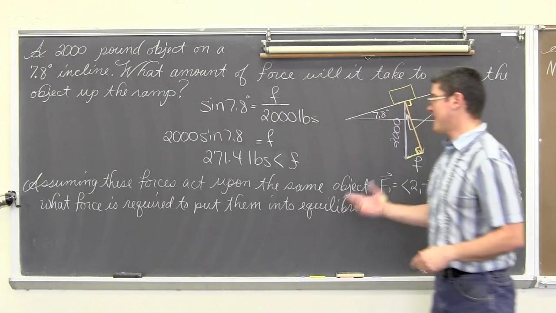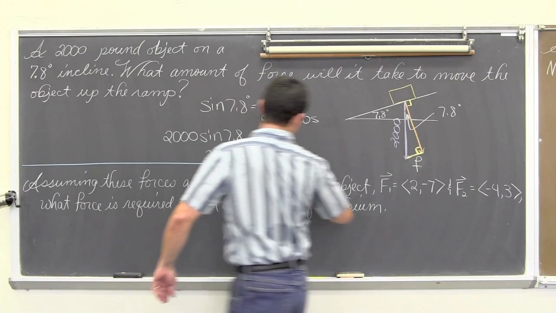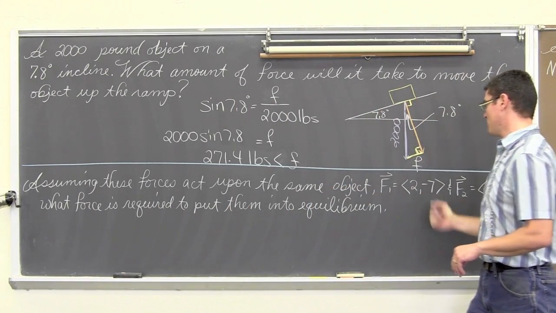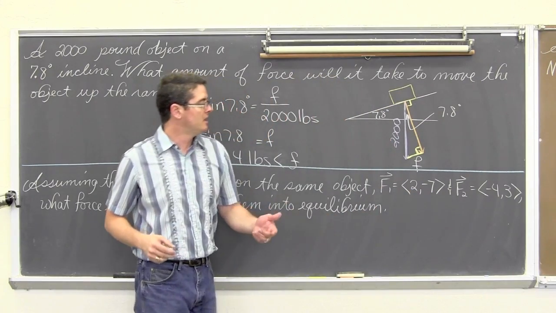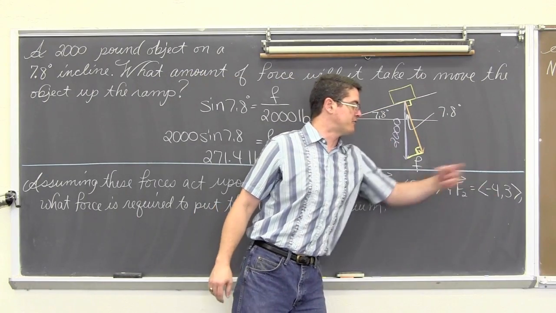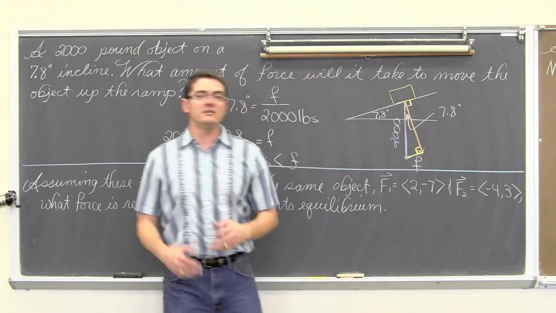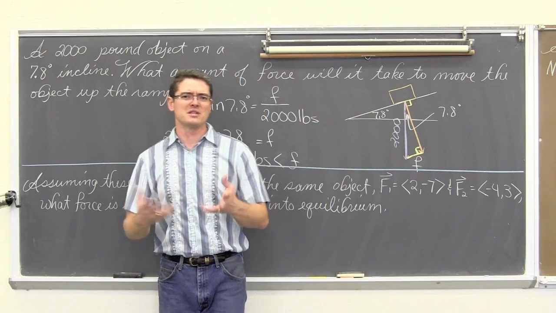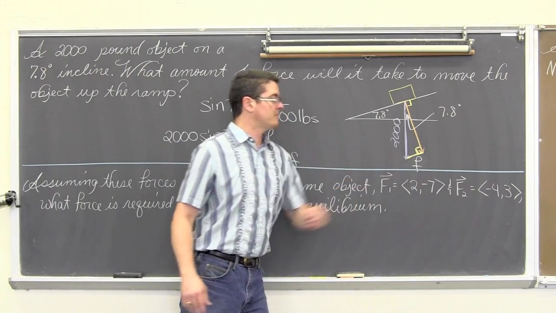Assuming these forces act, this is another question by the way. Assuming these forces act upon the same object, force vector 1 is <2, -7> and force vector 2 is <-4, 3>. Now I'm giving you these component vectors in shorthand. This is the way my trigonometry book used to have the vectors in there. My new book is always using the i's and j's for horizontal and vertical component.